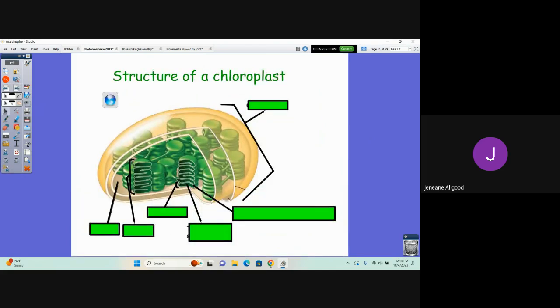All right, so let's look at the structure of a chloroplast. So that's what this entire thing is. Notice that it does have a double membrane. It's got an outer membrane and an inner membrane, in addition to the thylakoid membranes that surround each of those little green discs there.